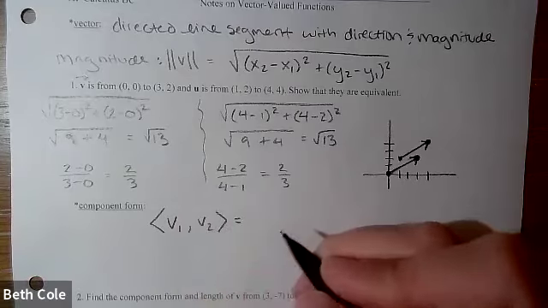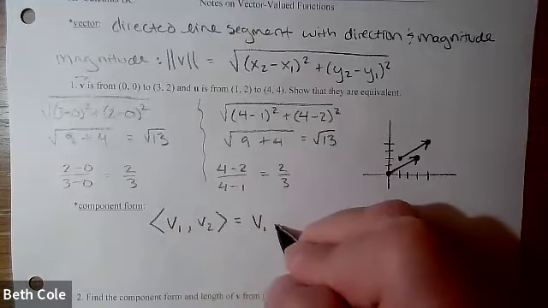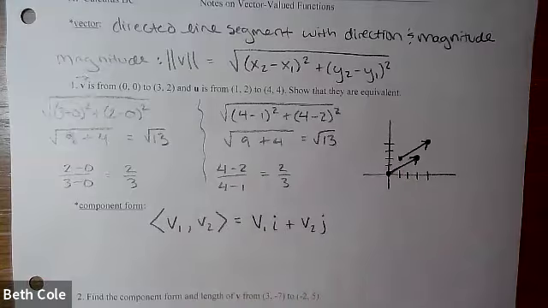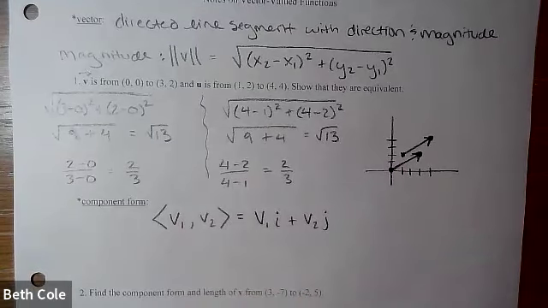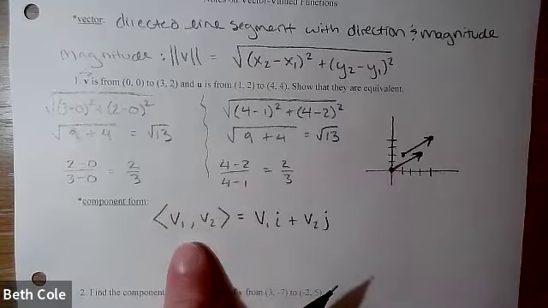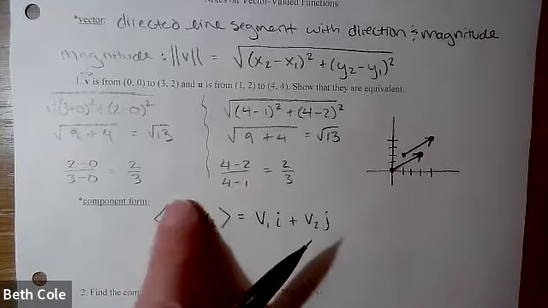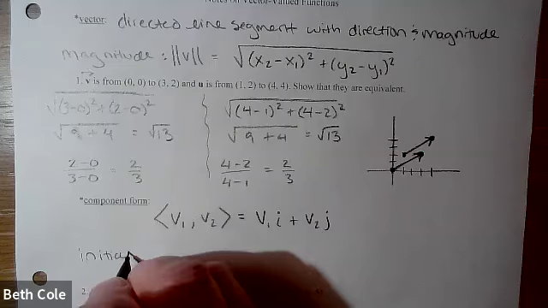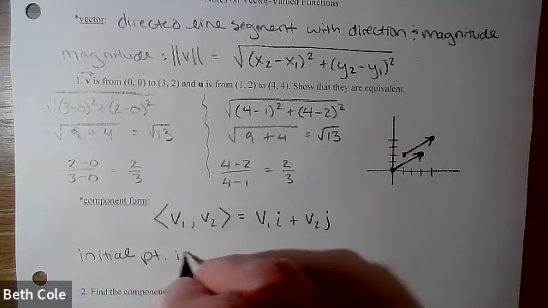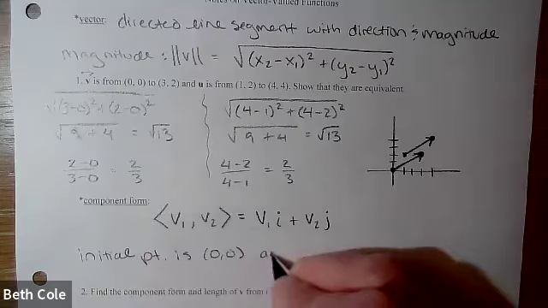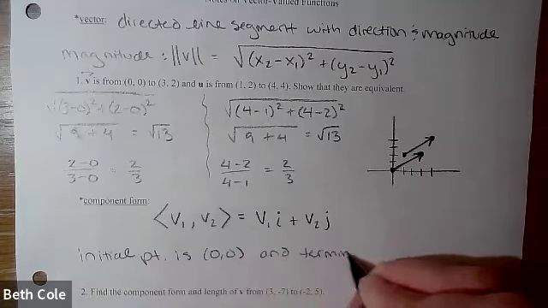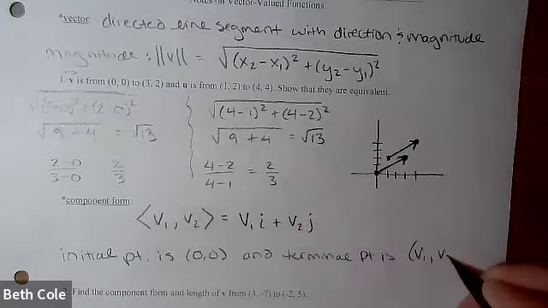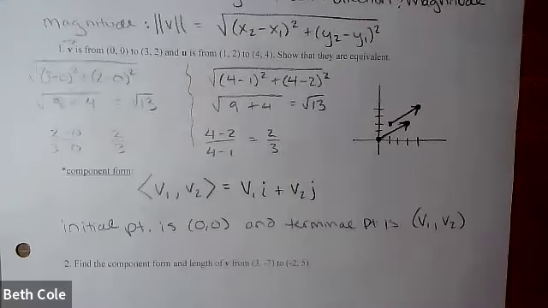I've never seen it the other way, but if some of you have heard of it, you can see it written with an i and a j. I am never going to write it that way. I'm only bringing it up in case some of you have seen it before. We're going to write it this way. It looks like a coordinate point, like parentheses, except they're pointy. Your initial point is the origin, and your terminal point, which is where you end up, is whatever those two numbers are.